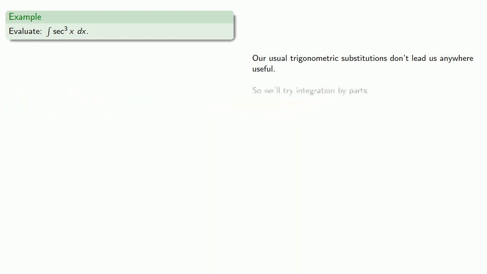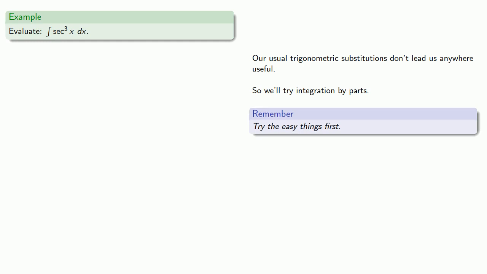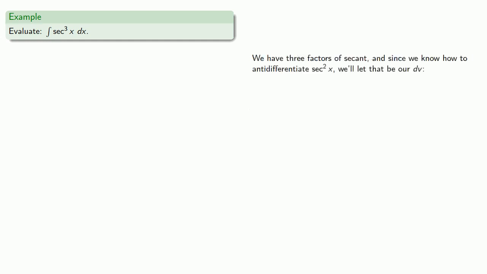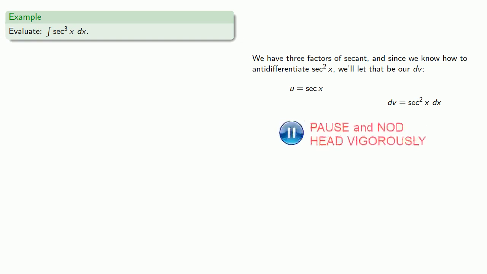And so we'll try integration by parts. Why do we try integration by parts? Remember, when you're trying out something new, try the easy things first. So we have three factors of secant, and since we know how to anti-differentiate secant squared x, we'll let that be our dv. So dv is secant squared x dx, which means u has to be secant x.